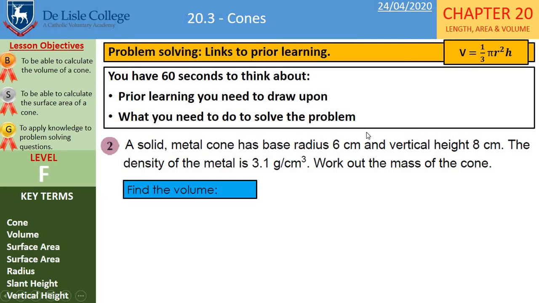Right, next thing. We're going to have a look at this problem-solving question. It does link to our prior learning, like the previous lesson, mass density volume. I would like you to have a look at this question and see if you can work out what you need to do. Maybe sketch the cone and then have a go at answering the question. Just do what you think you need to do. Please pause the video as you do this.